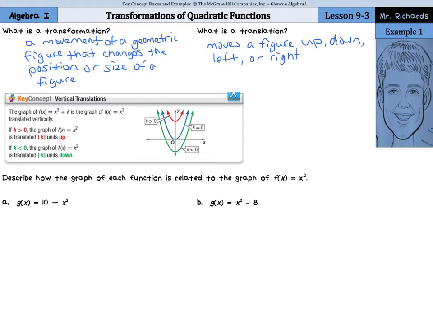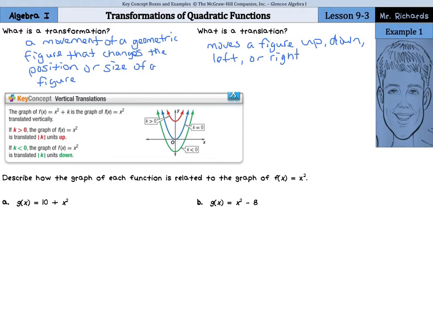And you can see in our key concept box of vertical translations, the graph of f of x equals x squared plus k is the graph of f of x equals x squared, but just translated vertically. So if I have x squared, but then I'm adding something to that, it's going to translate it vertically. Now the first one is just f of x equals x squared. But if my k is greater than 0, it's going to translate that many units up. If the k is less than 0, it's going to translate that many units down.